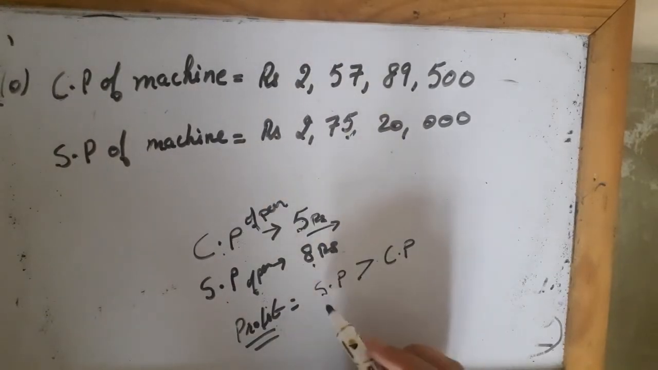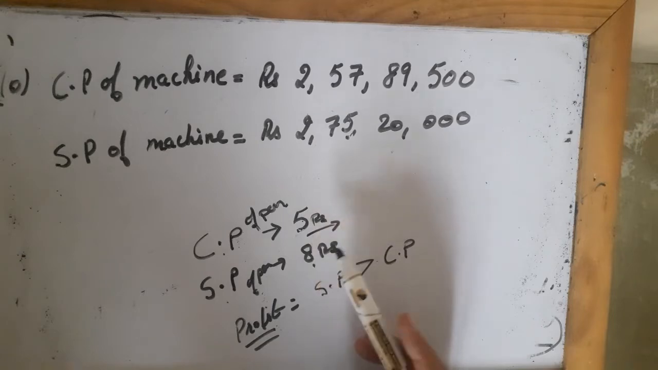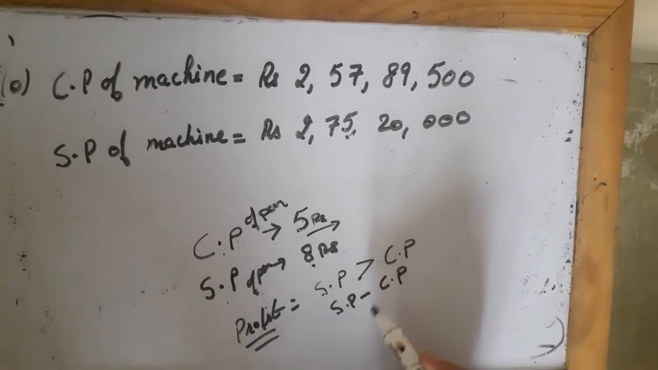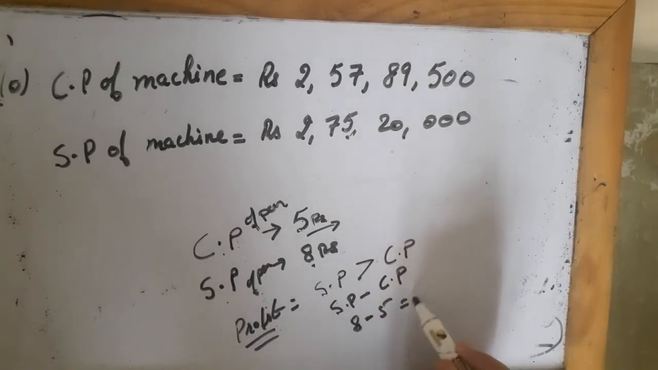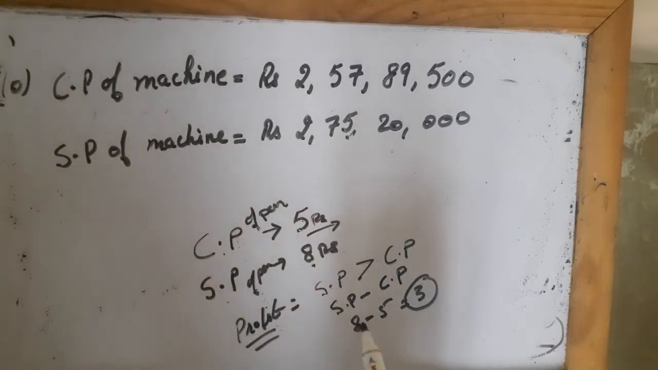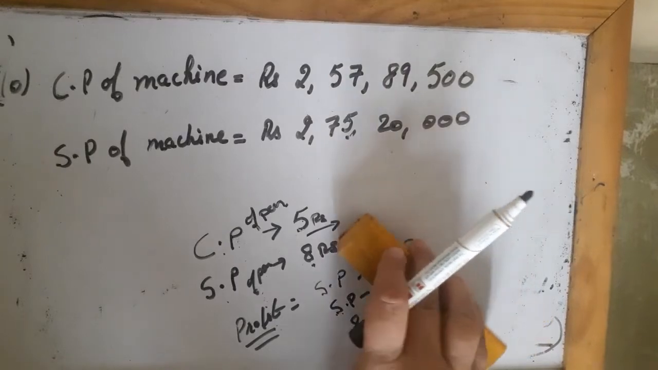And how can I find out the profit, how much profit I made, because the selling price is more? So selling price minus cost price, 8 minus 5, and I will get 3. So a profit of 3 rupees. So when my selling price is more than the cost price, then I have a profit. And how much profit? I get it by subtracting SP minus CP, because this time SP is bigger, so SP minus CP.